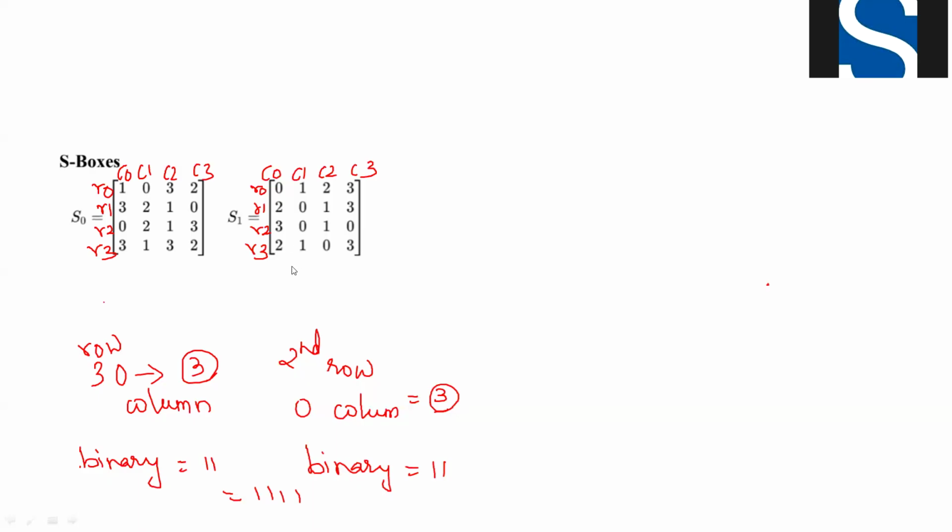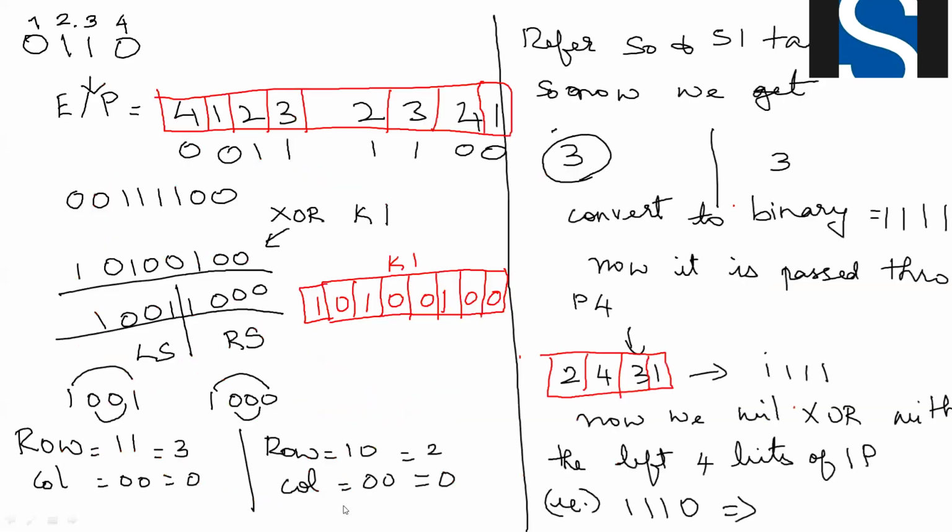Likewise for the second side, second row, 0th column. Again the value is 3. So we have to note down 3 and convert it into binary. Now we will write both as a combined value: 1 1 1 1. So this is the final value that we are getting here, four ones. Okay. Now this we have to pass through the P4 table. P4 value is basically 2 4 3 1. Since everything is 1, we'll be getting the output also as four ones.